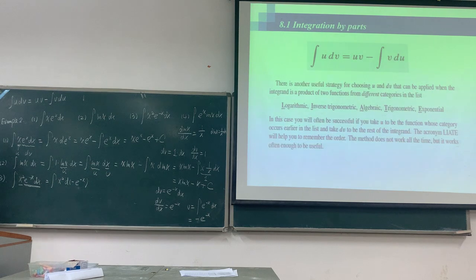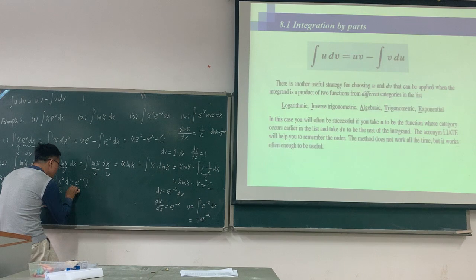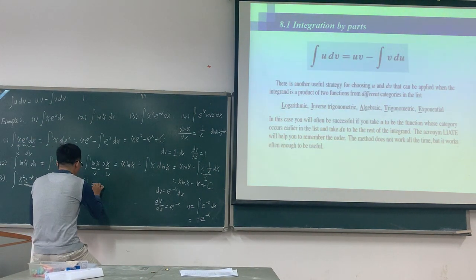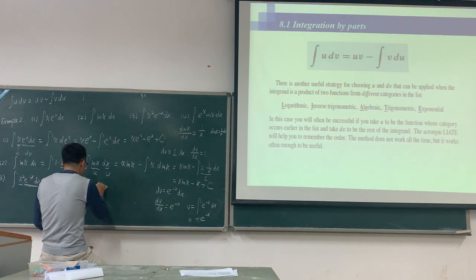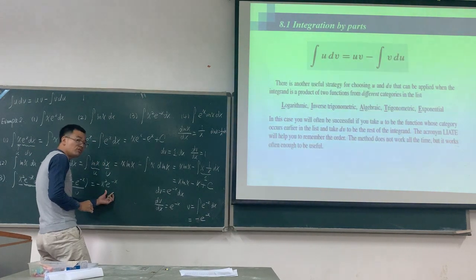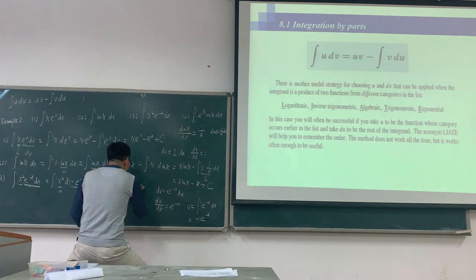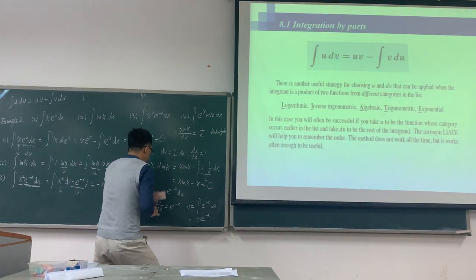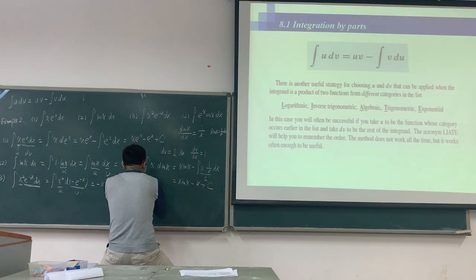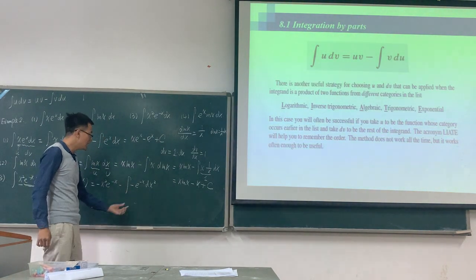So this part is u, and this part is v. So here it equals u times v, which is minus x squared e to the minus x, minus the integral of v du. So v is minus e to the minus x, and u is x squared, so we need du, the differential of x squared.